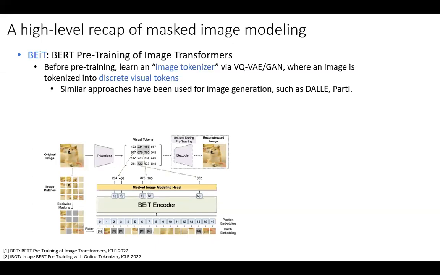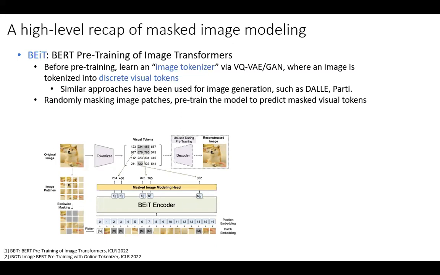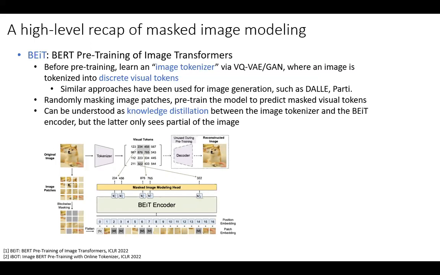Similar approaches have also been used for image generation, such as DALL-E and PARTI. And the idea is you will randomly mask the image patches, and then you will pre-train the model to predict those masked visual tokens. Actually, it can also be understood as knowledge distillation, right? As you can see, there's an image tokenizer, and this image tokenizer is kind of the teacher.